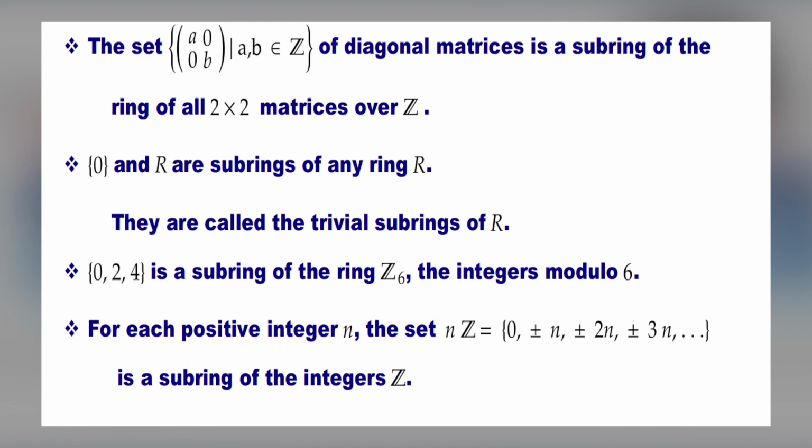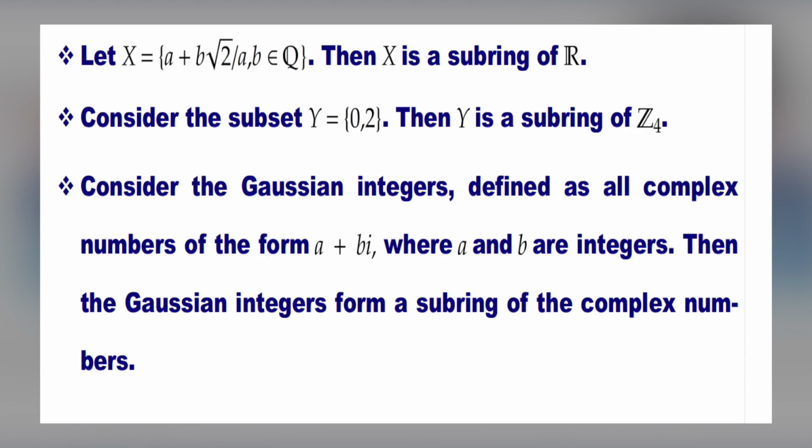For each positive integer n, the set nZ, equal to the set of all 0, plus or minus n, plus or minus 2n, plus or minus 3n, and so on, is a subring of the integers Z. Let X be the set of all a plus b root 2 such that a, b belong to Q. Then X is a subring of R. Consider the subset Y equal to the set {0, 2}. Then Y is a subring of Z4.